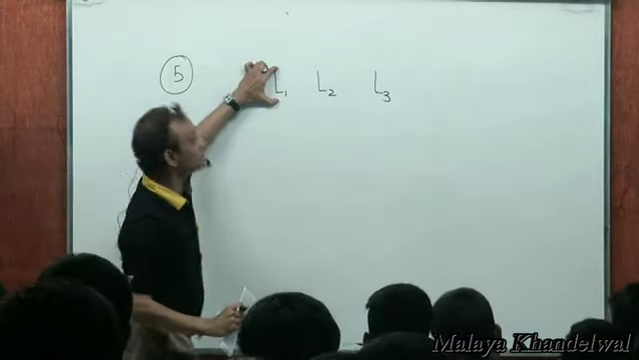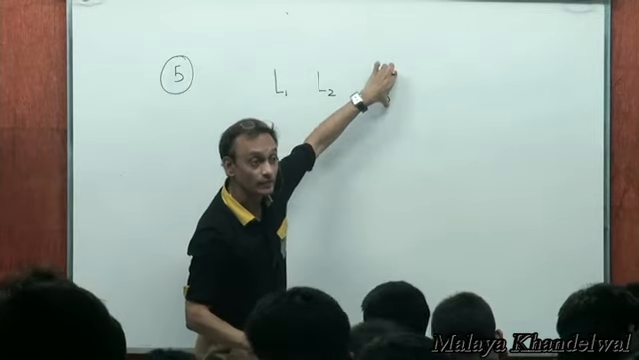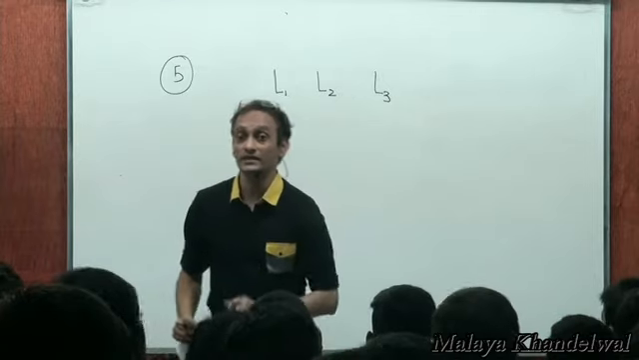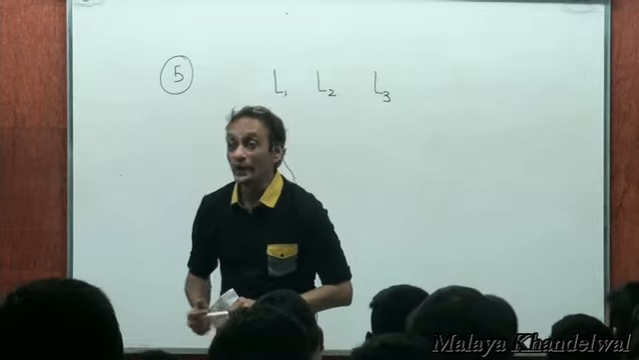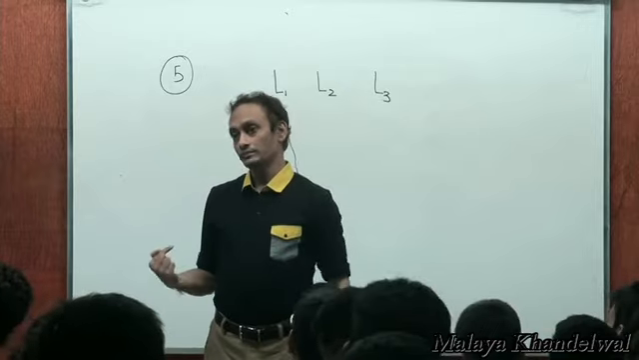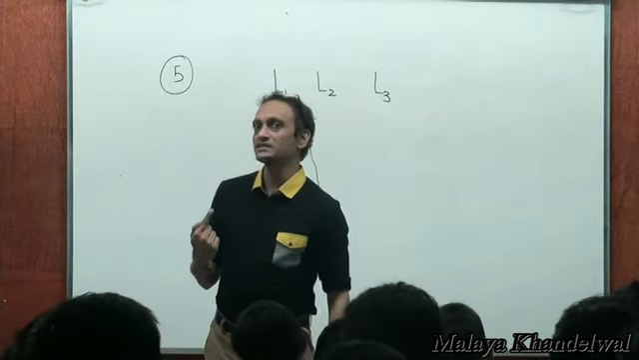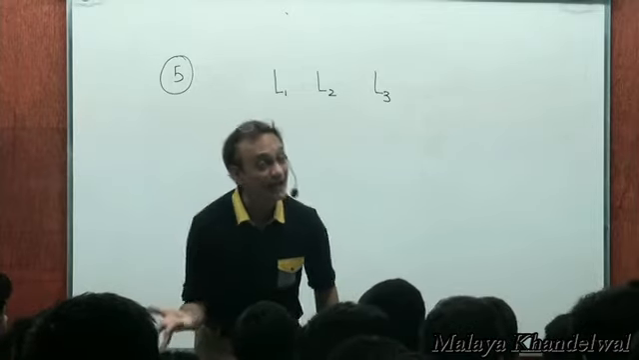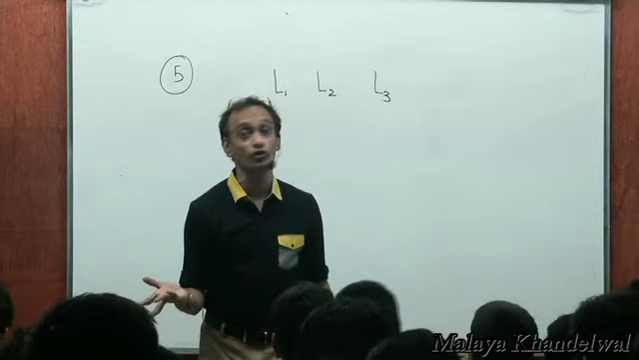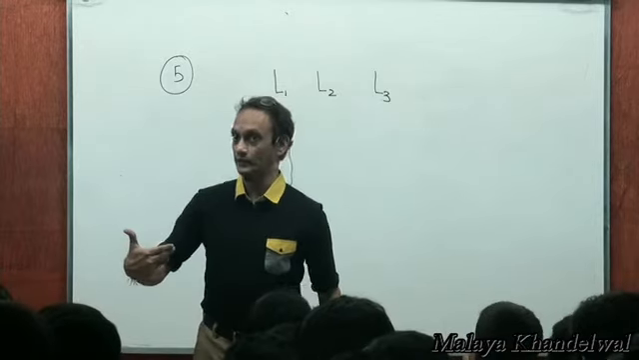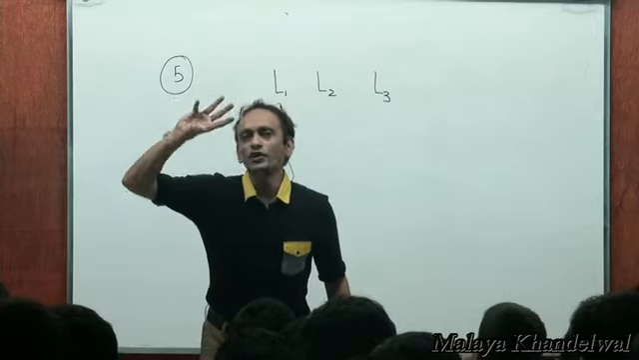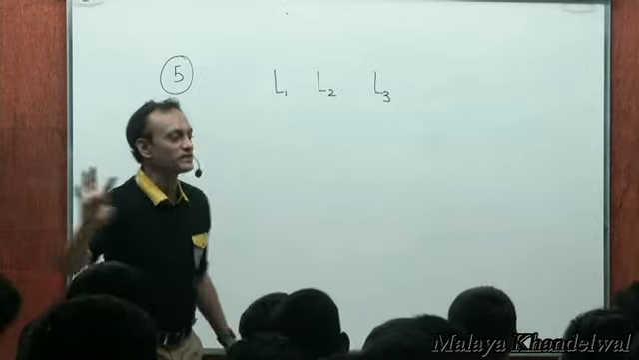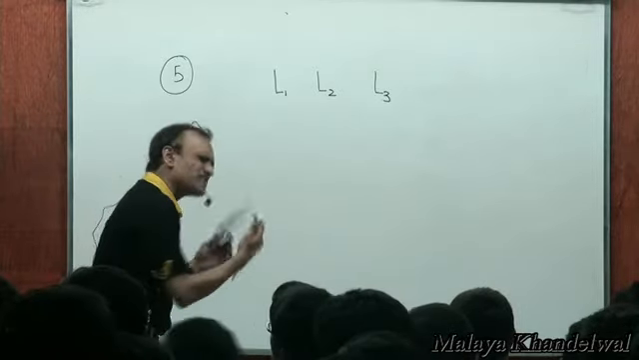L1, L2 and L3. And filling up these spaces with any one of the 26 alphabets, right? Where the alphabets selected for L1, L2, L3 all have to be distinct. And the word may not make sense at all. That's all right, half the words anyways don't make sense.